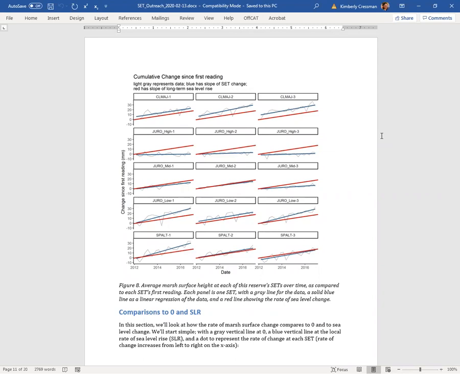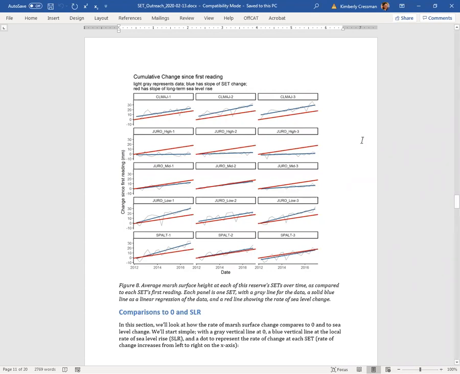The red line is the same in every single one because that's sea level rise. And then the blue line is the change at that set. So you can see in the first row, these are mostly pretty parallel. So those are chugging along about the same pace that sea level's rising. Our second row, the blue line is very flat. So that is not keeping up. And then the others, there's some variation. At our reserve, they're mostly similar.